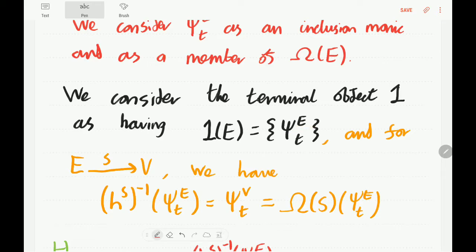It's easy to see that if you change the name of some of the singleton sets, as long as you have these unique arrows between them as the lifted actions for the terminal object, the unique arrows between singleton sets being the S action functions, then you'll have something isomorphic, which could also be considered a terminal object. So for us, to make things easier so that we deal with everything in terms of inclusion functions, we just suppose that the terminal object at E is the set of psi E t.